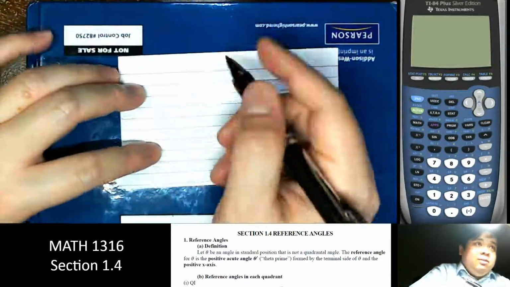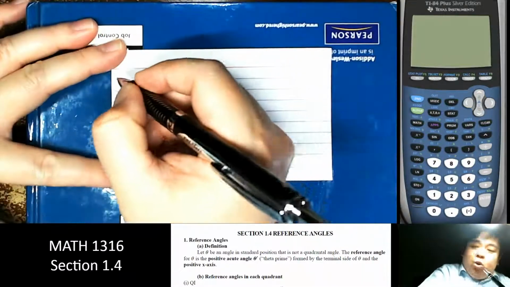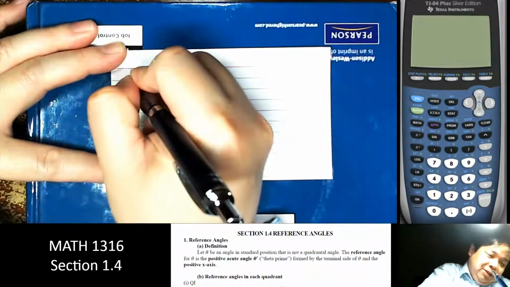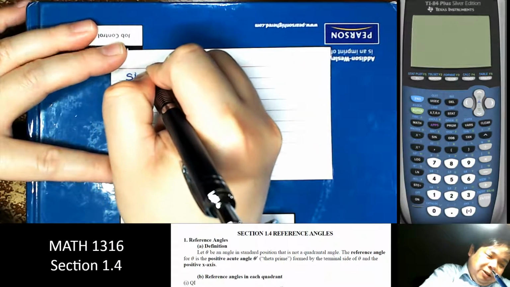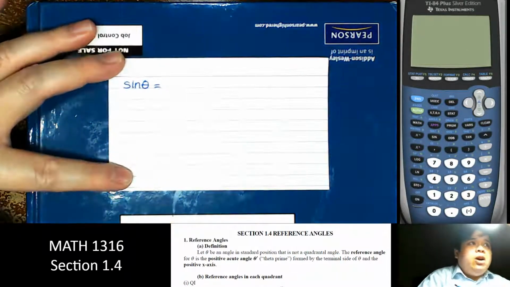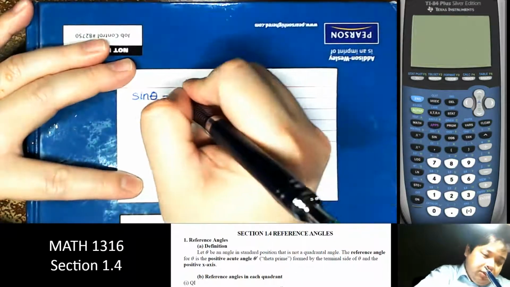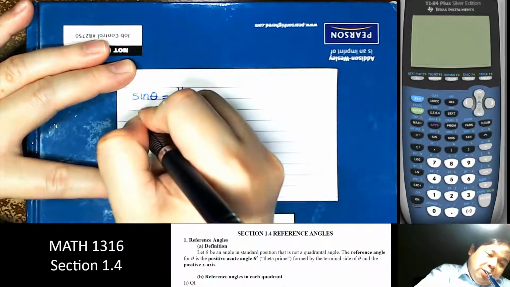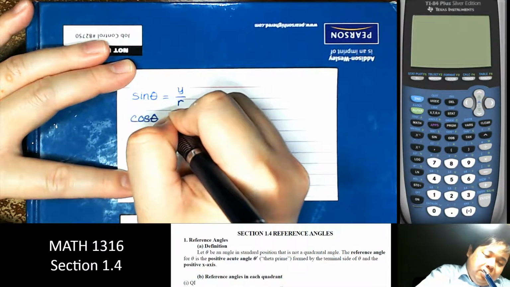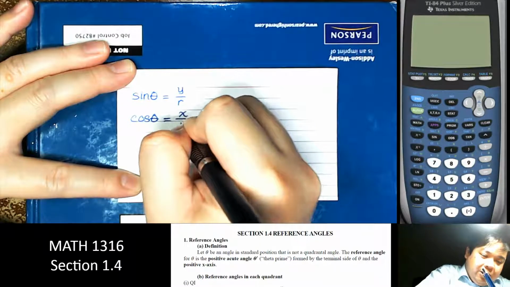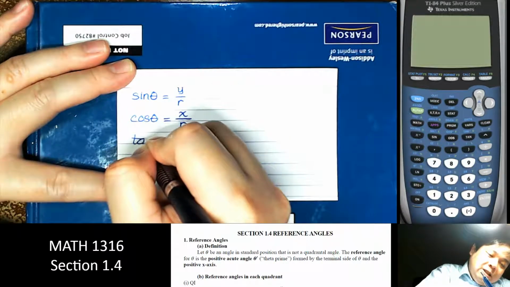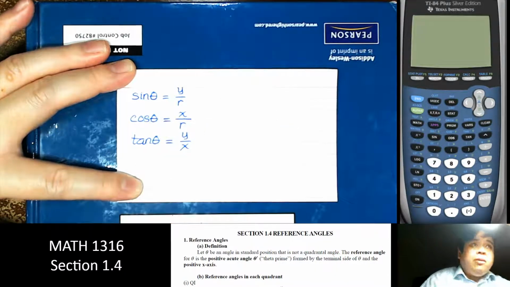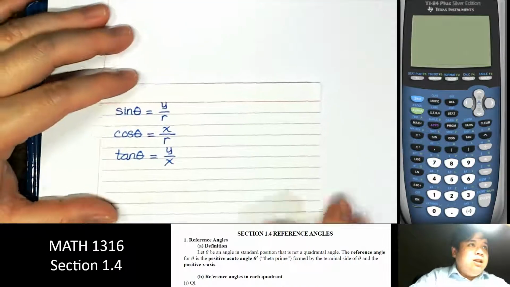So there's a background around. We define the trig functions using x, y, and r. Sine is y over r. Cosine is x over r. And tangent is y over x.